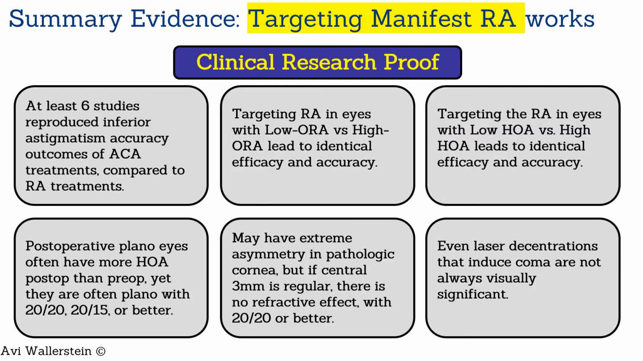The clinical research evidence that targeting manifest refractive astigmatism works is strong. At least 6 studies reproduced inferior astigmatism accuracy outcomes of ACA treatments compared to RA treatments. We also know targeting RA in eyes with low ORA versus high ORA led to identical efficacy and accuracy, and targeting the RA in eyes with low HOA versus high HOA leads to identical outcomes as well.